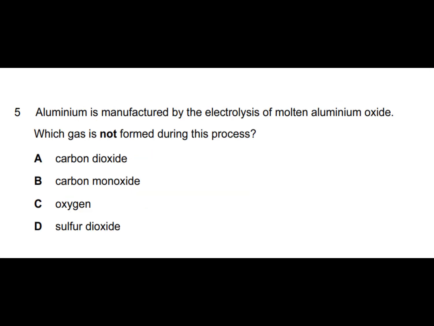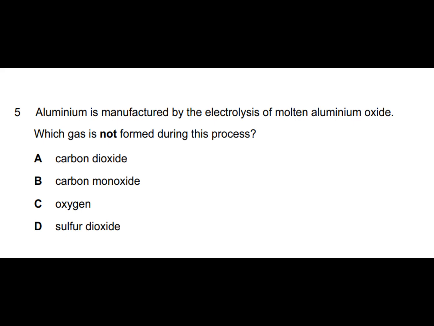Question number 5 is, aluminium is manufactured by the electrolysis of molten aluminium oxide. Which gas is not formed during the process? Here, 'not' is written in bold letters. That means it is a very important word. So we have to look for the gas which is not produced during this process.